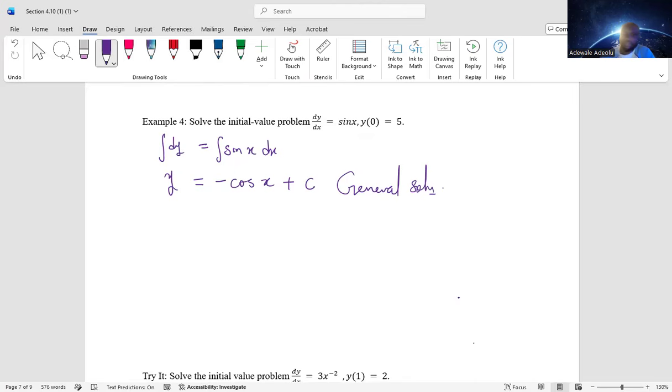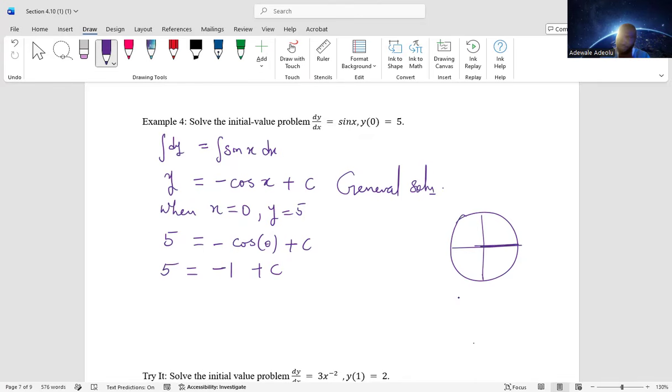Now, to find the particular solution, we can see that when x is 0, y is 5. So we just use it. 5 equals negative cosine of 0 plus c. Cosine of 0, you know what it is, right? Cosine of 0 is 1. So negative 1 plus c. I will still remember how to find all those values from your unit circle in your head at this point. You should know, right here.